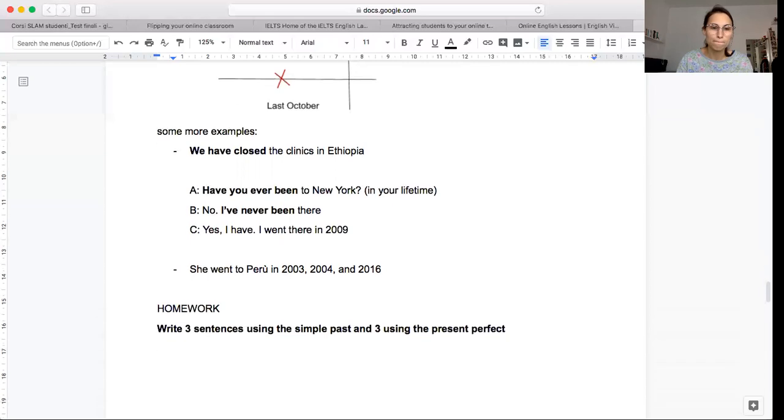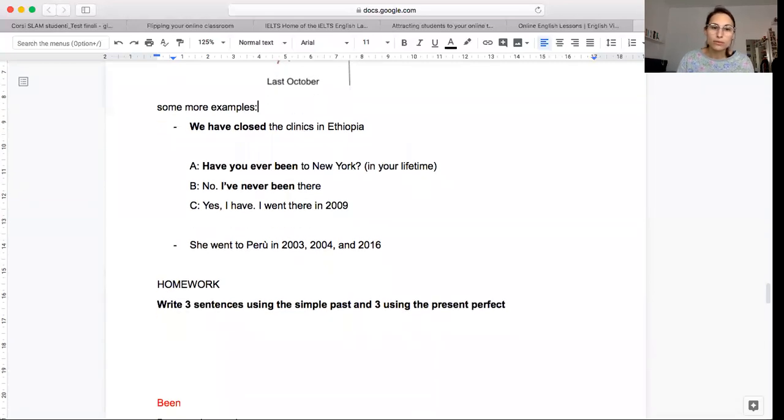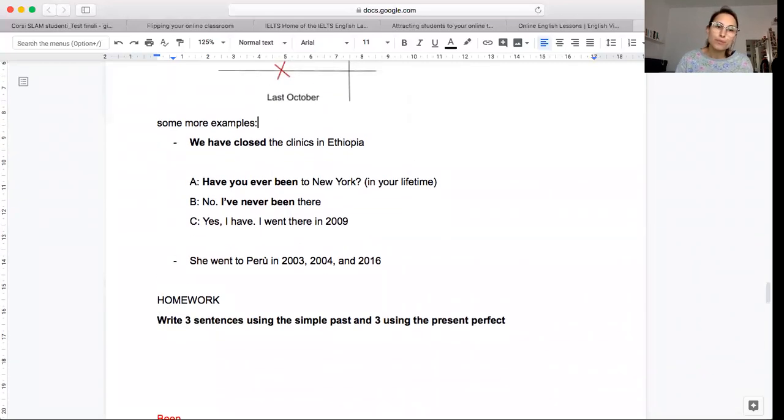Okay? So as homework for next week, I would like you to write a total of 6 sentences. So 3 sentences using the simple past and 3 sentences using the present perfect. Okay, I hope it was clear. Anyway, during our next lesson, we're going to clarify all your doubts, making more examples and doing loads of practice.